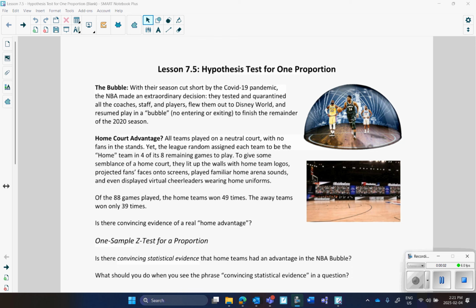So yesterday we talked about hypothesis or significance tests for one proportion, or one sample proportion, using the NBA bubble example during COVID. We talked about hypothesis tests without getting too deep in the math. We talked about how to set up hypotheses, and we used a dot plot to figure out a probability, or a p-value.